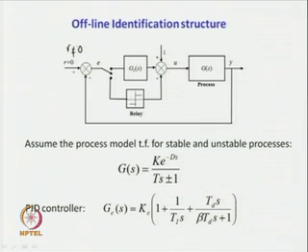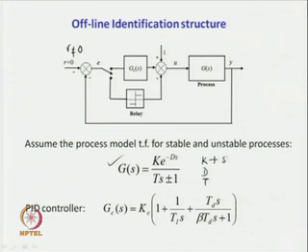Now, for identifying specific transfer function models for process dynamics, let us assume a first order plus dead time process model of the form G(s) equals K e to the power minus d s upon T s plus minus 1. When the plus sign is used in the denominator, we get a stable process model, whereas for the negative sign we get an unstable process model. Now, in the process model we have 3 unknown parameters. The unknown parameters are K, d and T.